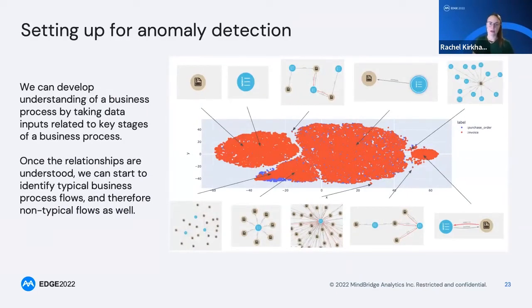So, okay, we're talking about a multi-stage process, which has got multiple documents associated with that process. How do we set this up for anomaly detection? This is an example where we use something called a graph database, graph analytics. So we represent each of the documents as something called a node, and the relationships between those documents as edges. And we can develop an understanding of this business process by taking these inputs and turning that into a numeric representation of that information, both the relationships between the documents and the details within the documents. So we take all of this information, we process it in a number of different ways and represent that information in a number of different ways.